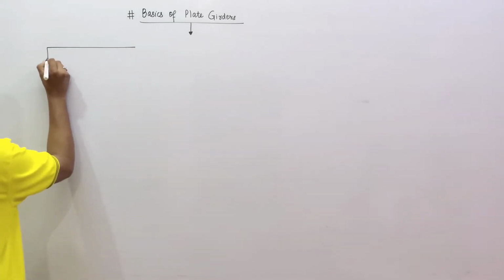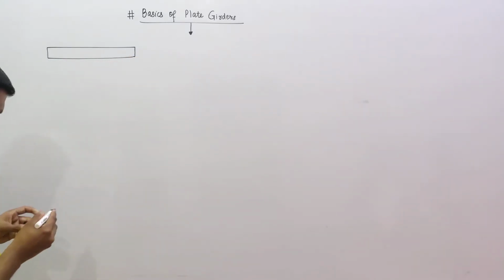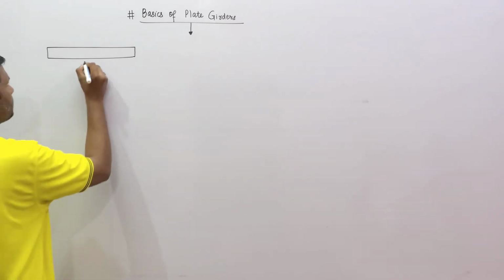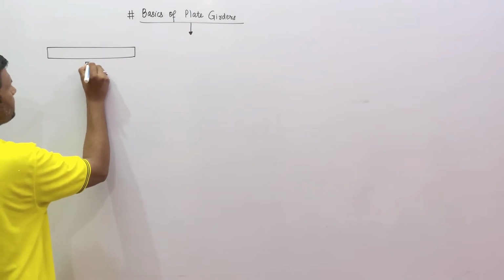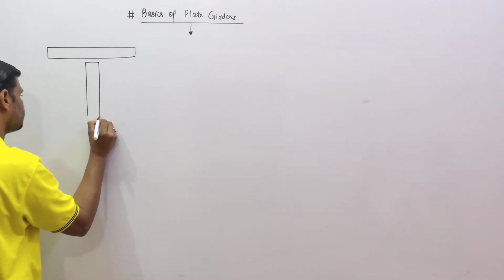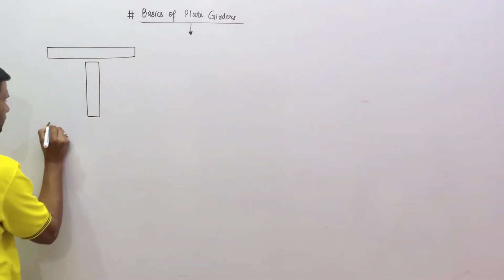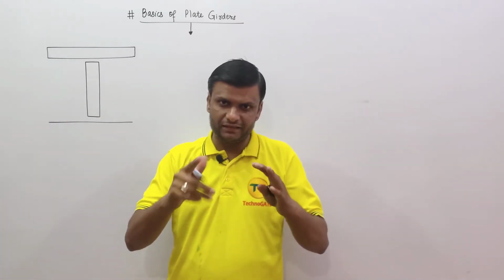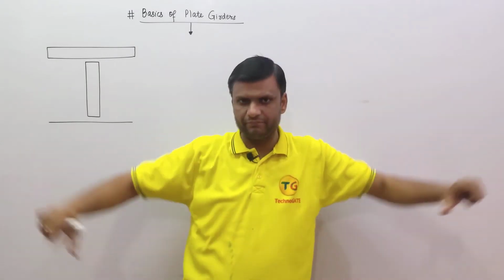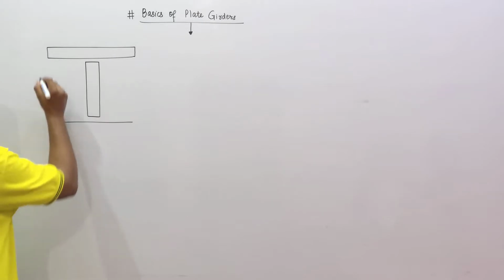This is our flange plate. Here, the flange plate is there. This is our web plate. Please make the diagram, and after that we will discuss all the points. Please be careful. And one point, kindly make the diagram in landscape view, not portrait view, because this is a complete diagram.